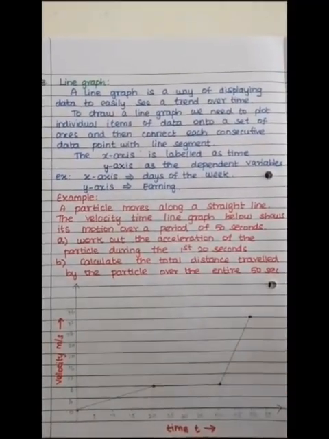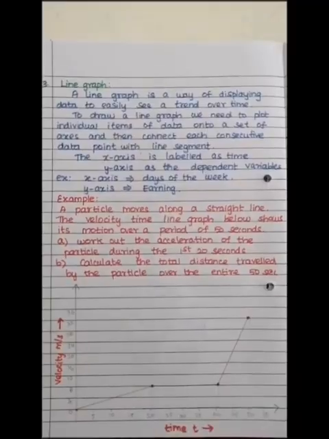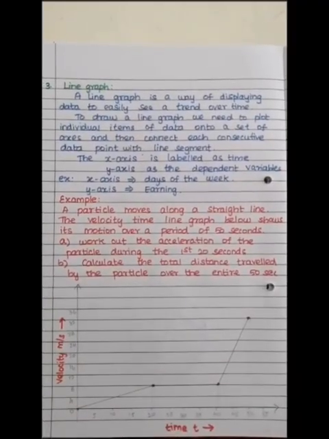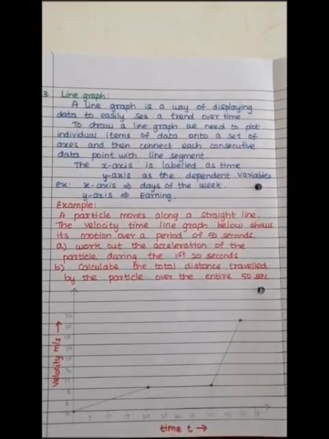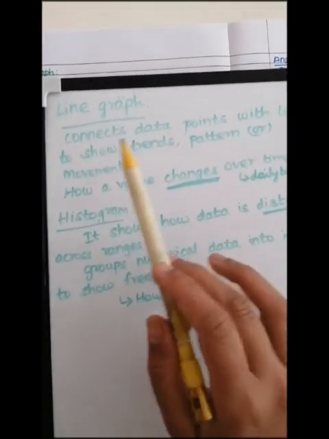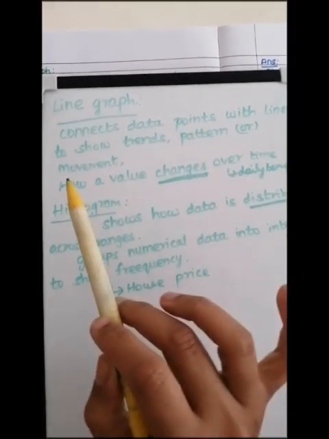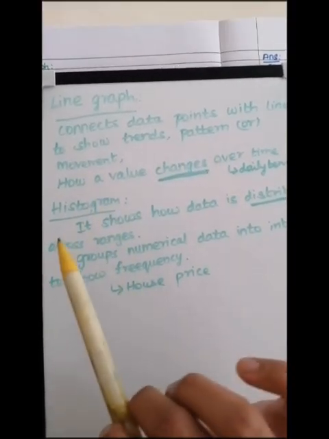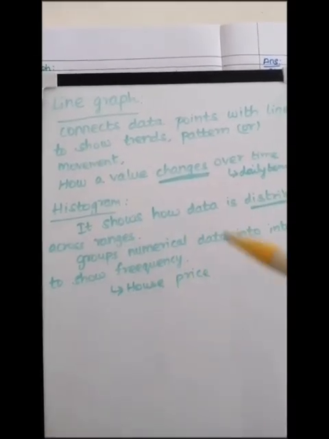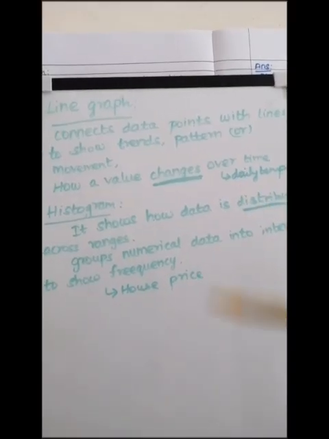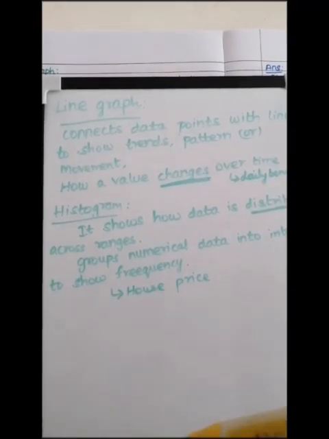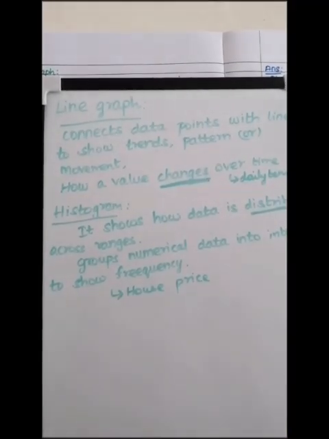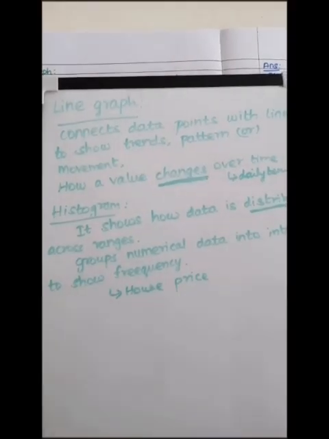Today we are going to see the statistics. Before that, we can recall our line graph. What is meant by a line graph? Line graph means connecting data points with lines to show a trend, pattern or a movement. How a value changes over time is called a line graph. For example, a real life example is daily temperature. We can say the temperature changes from one day to another day. That comes under a line graph.